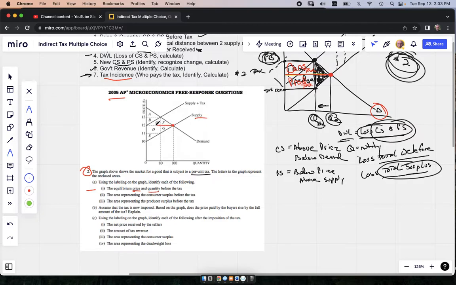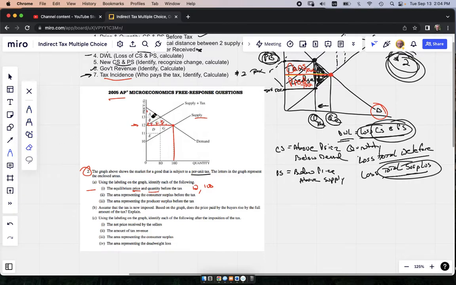We're going to go straight to the left. That shows our PE. Our original price was $12, and our original quantity was 100. Stupid simple. The area representing the consumer surplus before the tax. Remember, it's everything above the price, but below the demand curve. So A, B, C, F, I think that is.